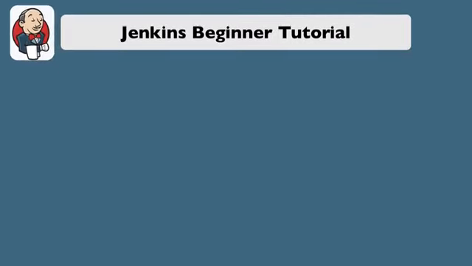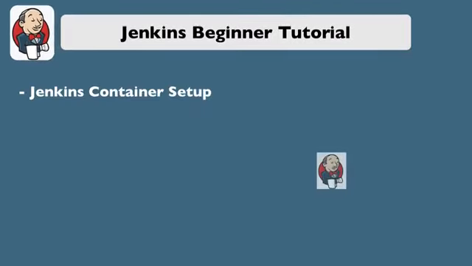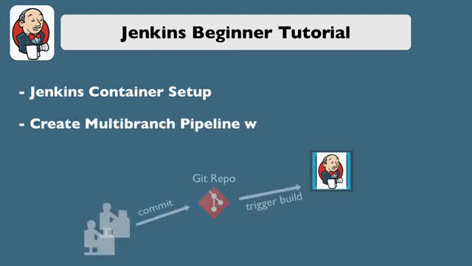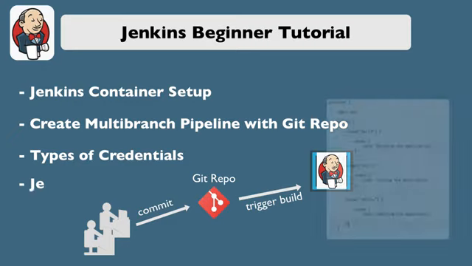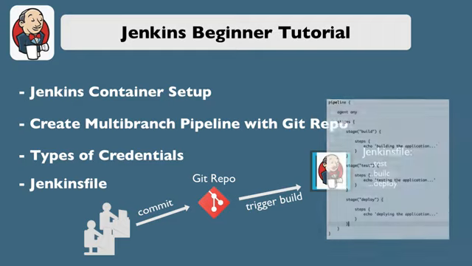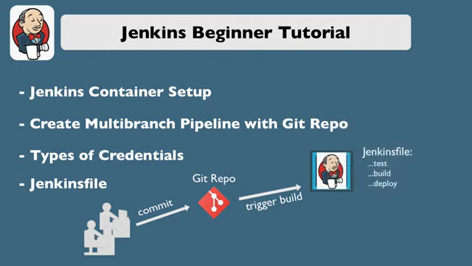So in this video, we're gonna set up Jenkins from scratch in a Docker container. Then we're gonna create a multi-branch pipeline and connect it with a Git repository. During this step, I will also explain how to create different types of credentials in Jenkins. And finally, I will show you the basics of a Jenkinsfile to configure this multi-branch pipeline.